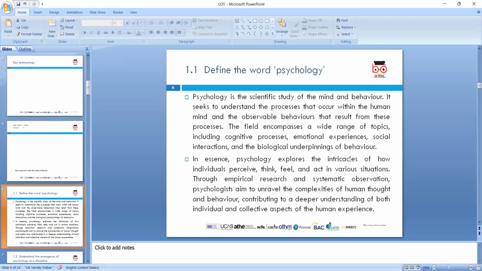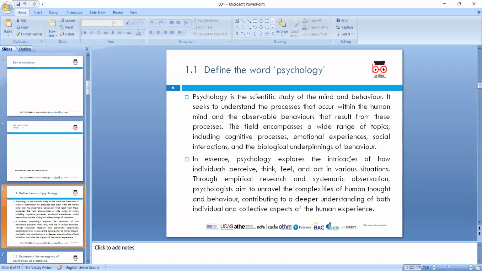Define the word psychology. Psychology is a scientific study of mind and behavior. It seeks to understand the processes that occur within the human mind and the observable behaviors that result from these processes. The term psychology came from the Latin words psyche and logos. Psyche is soul and logos is a study. But it was rejected because the soul was not verifiable. There was no evidence of soul.